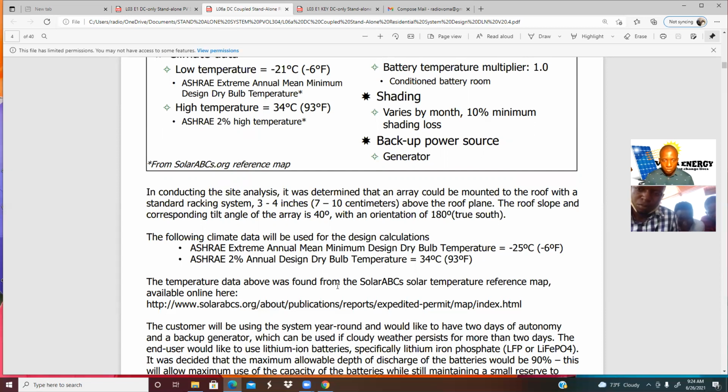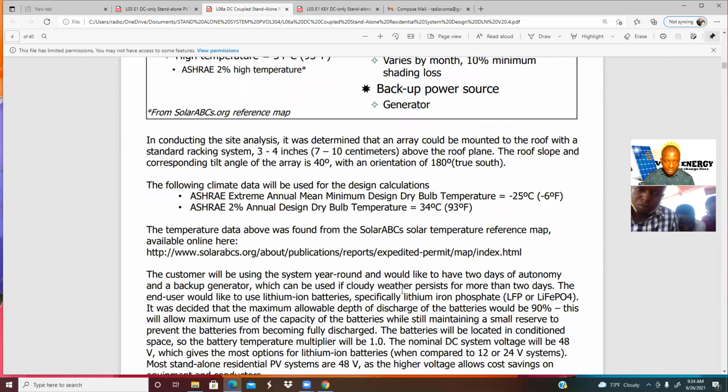The extreme annual minimum means the minimum design dry-bulb temperature. The annual design dry-bulb temperature. I will show you how to get this information, even for Liberia. I will show you how to get them. The temperature data above was obtained from the Solar ABCs solar temperature reference map available online.